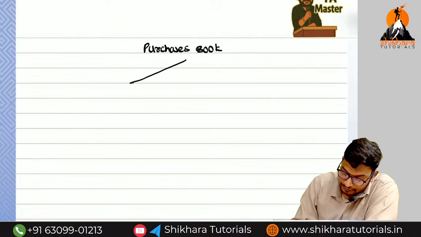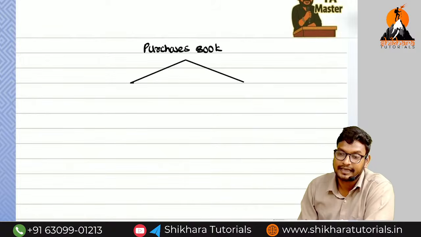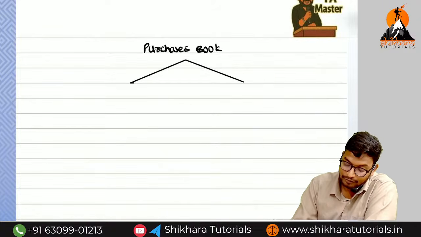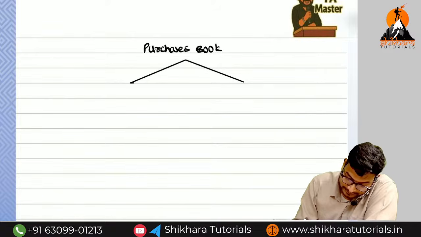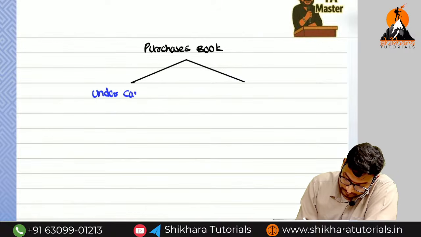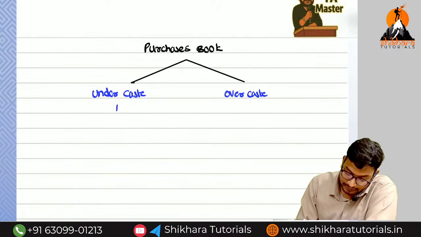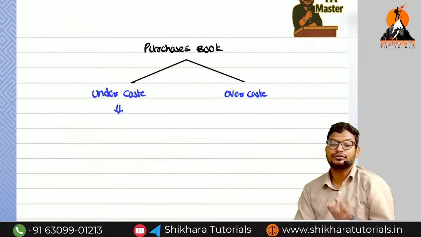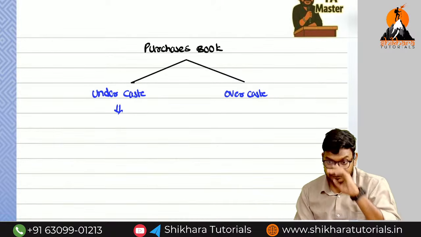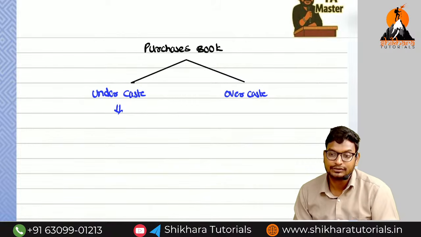It may happen in two ways: undercast or overcast. Casting means an amount brought forward mistake. Undercast or overcast. Undercast means, normally the purchase book should be 10,000, but they have recorded the total as only 8,000. This is called undercast.